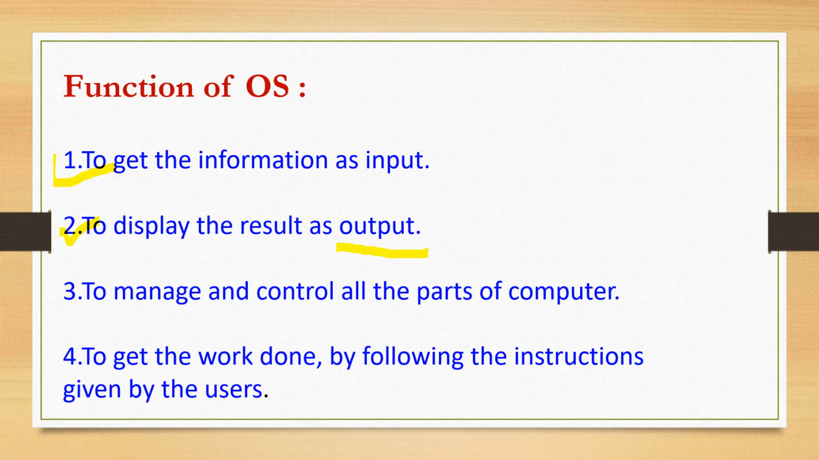Next one, to manage and control all the parts of the computer. With the help of the operating system, we can manage and control all the parts of the computer, like we can set our battery performance according to our choice. We can save the battery, and there are various other things which can be controlled with the help of the operating system. Even if you want to decrease the volume or increase the brightness, that can be done with the help of the operating system.